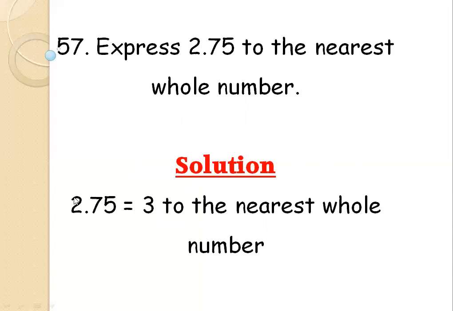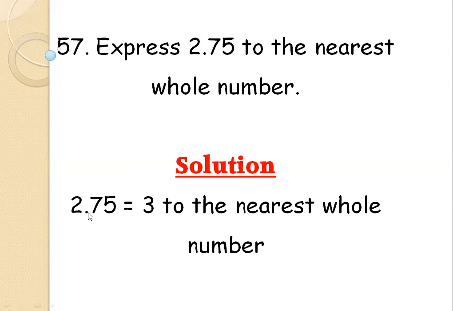All right, the next question says, express 2.75 to the nearest whole number. To the nearest whole number. Now, to round up to the nearest whole number, you look at the number after your decimal. If the number is 5 or more than 5, you add 1 to the number before the decimal, and these ones will become 0, 0. So if the number after the decimal is 5 or greater than 5, you round off the number by adding 1 to the number before.